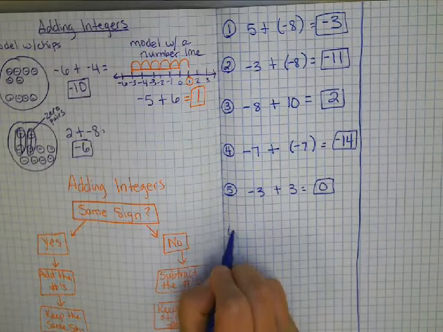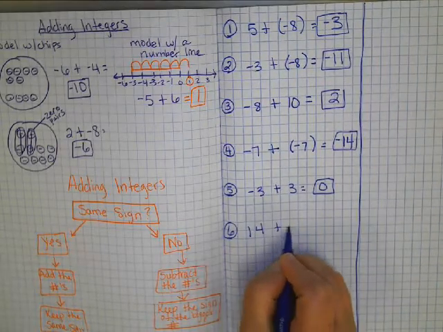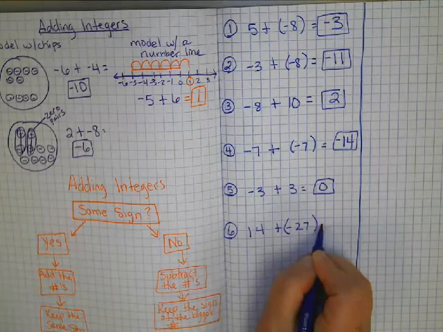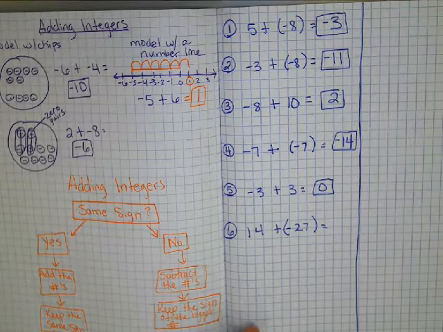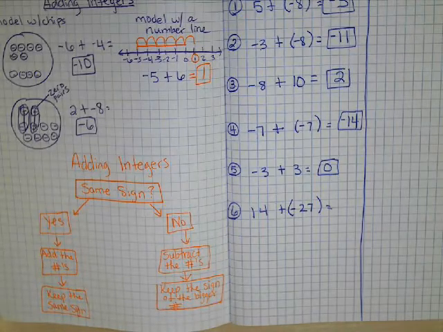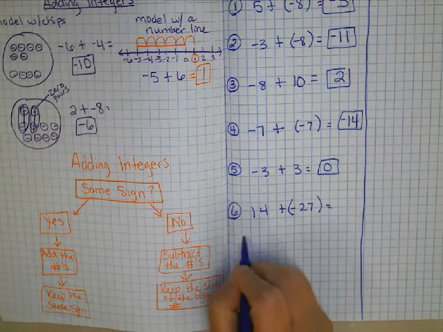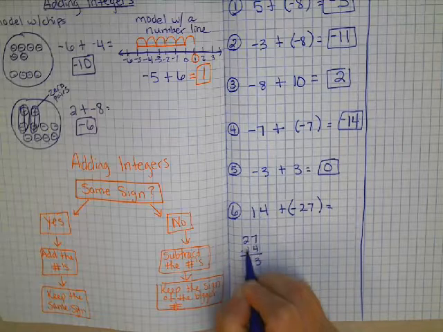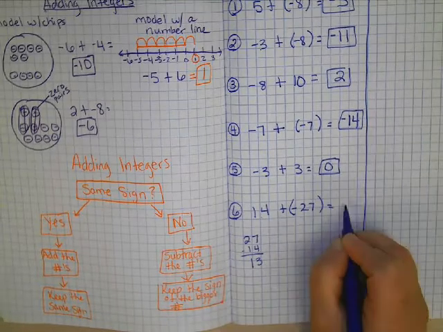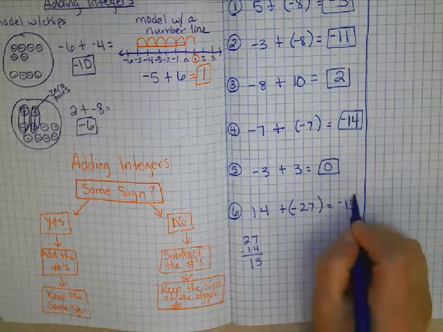And the last one on this side of the page, 14 plus -27. So pause the video to solve this problem. So my signs are different, so I have to subtract. Don't be scared to come over here and work it out. 7 minus 4 is 3, 2 minus 1 is 1. And keep the sign of the bigger number, which is 27, so -13.